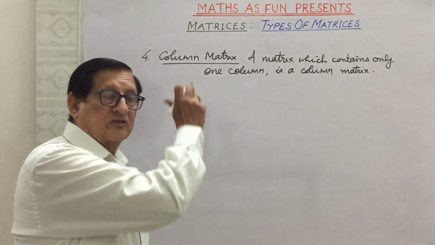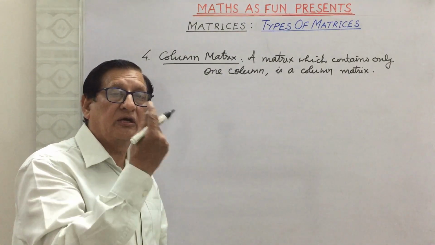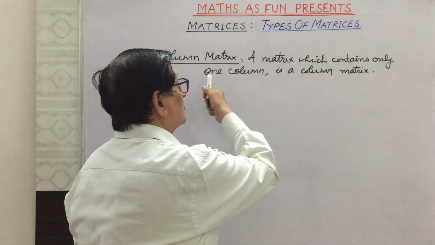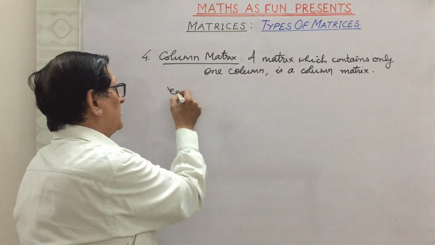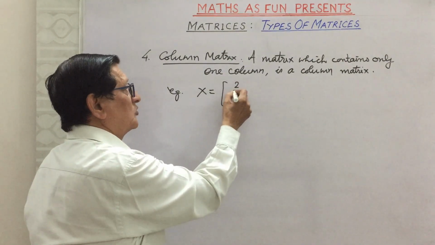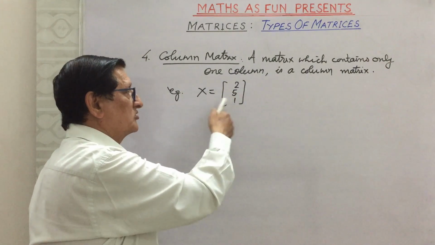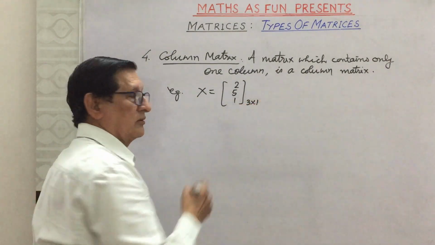The fourth type is column matrix. The name itself tells that this contains only one column. So we can say a matrix which contains only one column is a column matrix. For example, suppose we have a matrix X and the elements in this are 2, 5, 1. We find here number of rows is 3, column is 1. So order of this is 3 into 1.